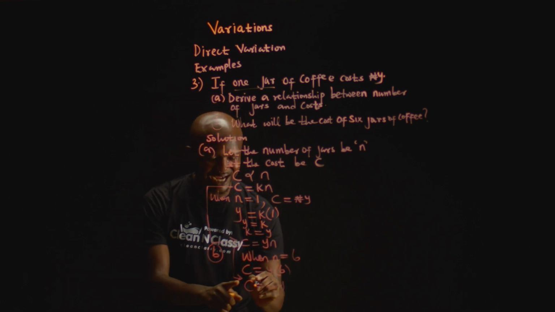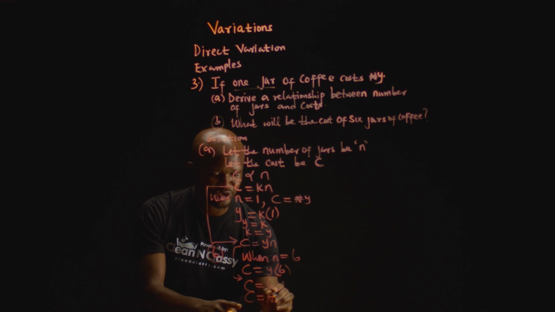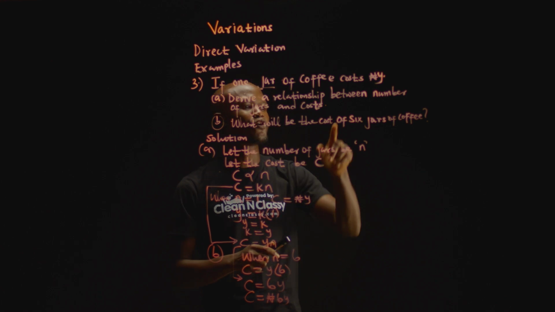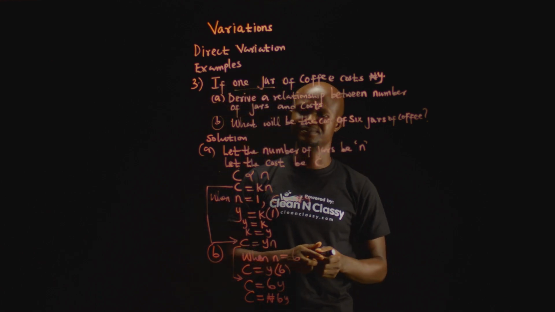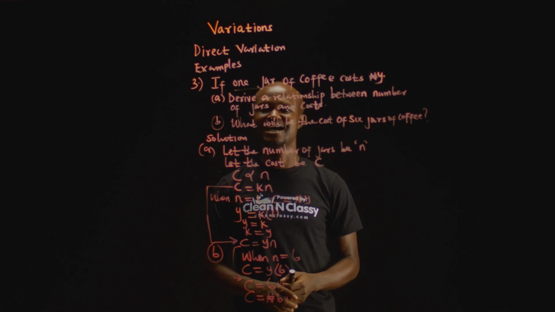So it means that we can write this as, we put naira. C equals 6Y naira. So it means that the cost of 6 jars of coffee is equal to 6Y naira. That is the solution to the problem.